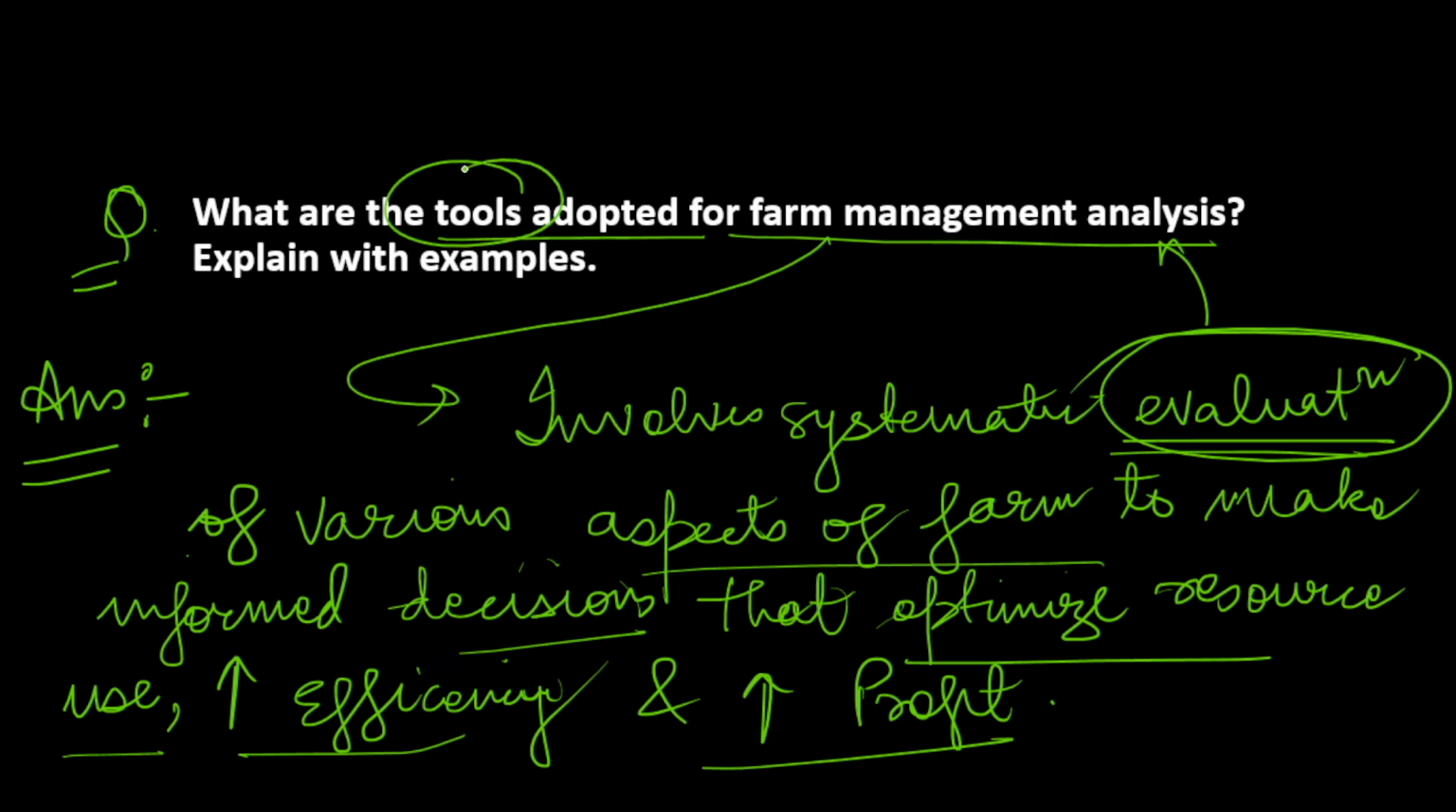Now there are various tools through which we can do farm management analysis. So let's discuss those tools. So the first one is farm budgeting. Through farm budgeting, we can get to know about various costs, returns and profits under different farm plans, so that we can choose one, or we can see why one has failed. We can analyze our complete farm budget through this.